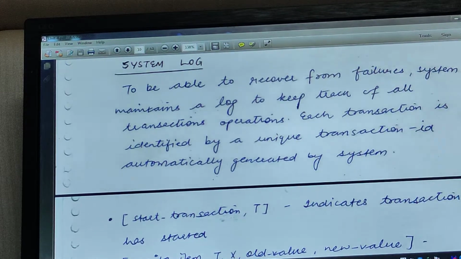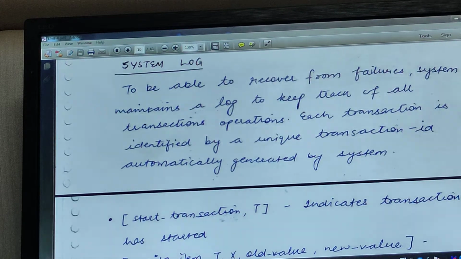Every system maintains a log to keep track of all the transaction operations, so that if a transaction fails for any reason, we can use all the recorded operations in the system log to recover from that failure. We can roll back our transaction using the operations recorded in the system log. Every transaction is identified by a unique transaction ID that is automatically generated by the system.